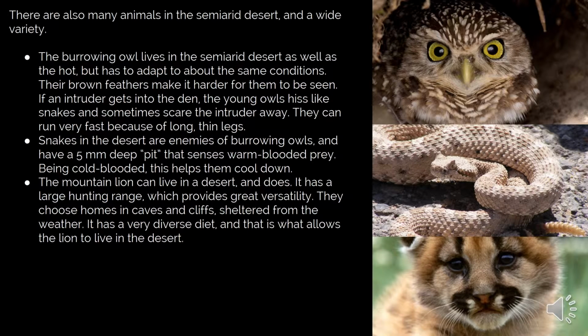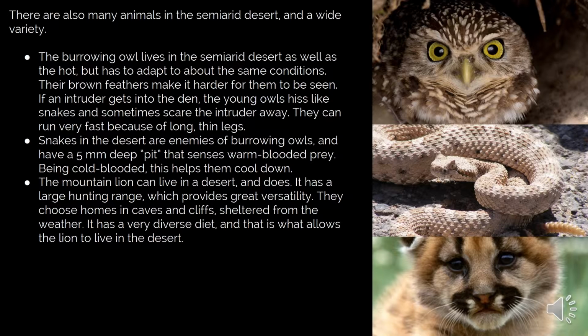The semi-arid desert also has many animals. The burrowing owl can live there as well as in the hot desert, but has to adapt about the same. The brown feathers make it harder for them to be seen against the sand. If an intruder gets into the den, the young owls can hiss like snakes and sometimes scare them away. They can also run super fast because of long, thin legs.